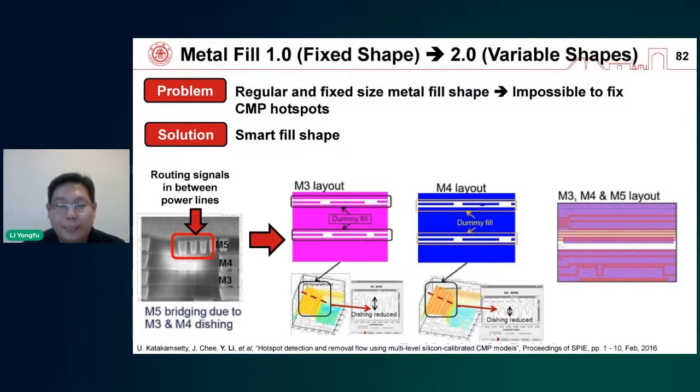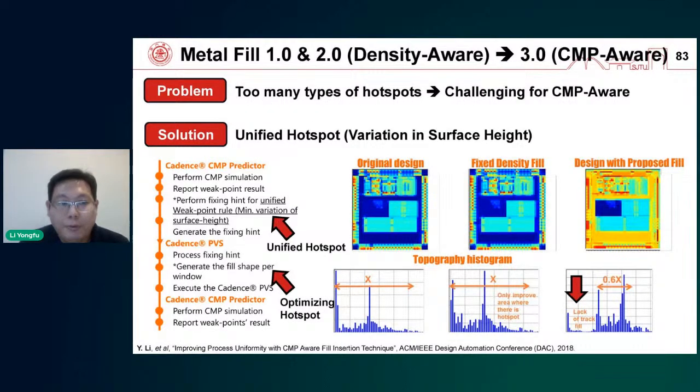Later on, I realized that a lot of metal fill and smart fill are based on density-aware approaches. That's why we proposed to unify the weak points, the different kinds of CMP hotspots, into one set of hotspot rules. We generally want to make sure that we minimize the variations of the surface height. With that in mind, we can optimize the smart fill to make sure that it's CMP aware. And when I came back, this was work that was done in the industry.